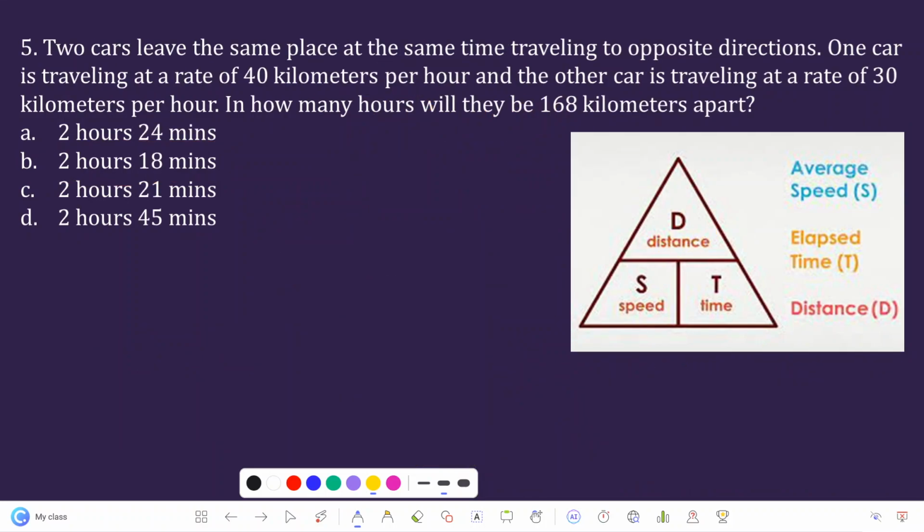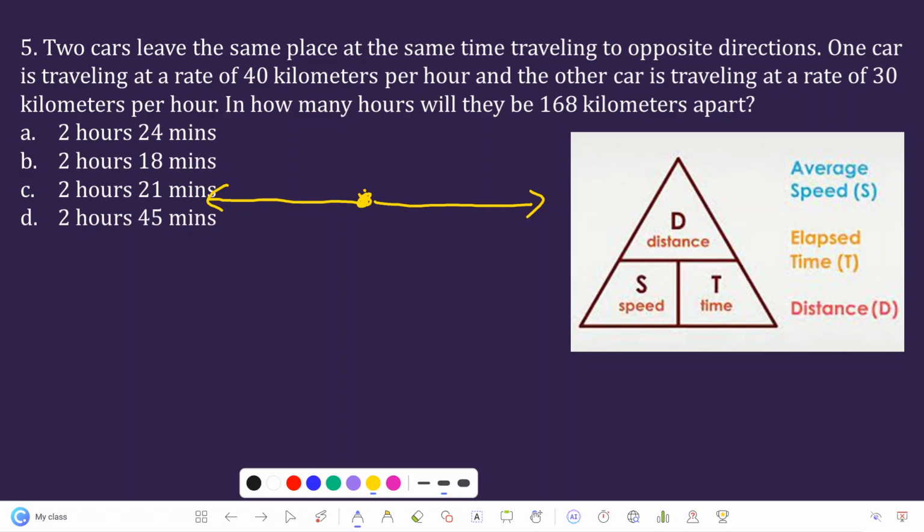Two cars leave the same place at the same time, traveling to opposite directions. One car is traveling at a rate of 40 kilometers per hour, and the other car is traveling at a rate of 30 kilometers per hour. In how many hours will they be 168 kilometers apart? Actually, we discussed this in the previous problem. Ang sabi dito, nag-start sila on the same place, and they traveled on the opposite direction. Isa dito, at isa din, kabila.